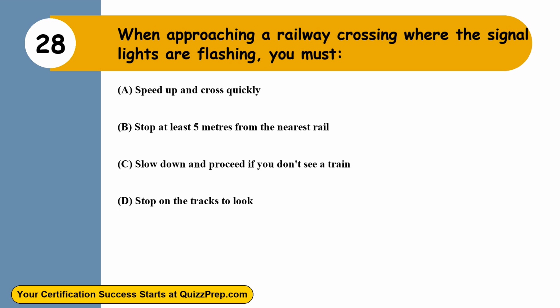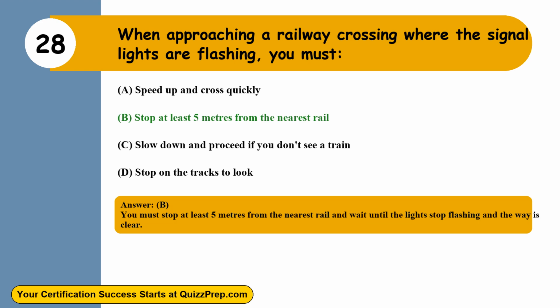Question 28. When approaching a railway crossing where the signal lights are flashing, you must: Option A. Speed up and cross quickly. Option B. Stop at least 5 meters from the nearest rail. Option C. Slow down and proceed if you don't see a train. Option D. Stop on the tracks to look. The correct answer is option B, stop at least 5 meters from the nearest rail. You must stop at least 5 meters from the nearest rail and wait until the lights stop flashing and the way is clear.